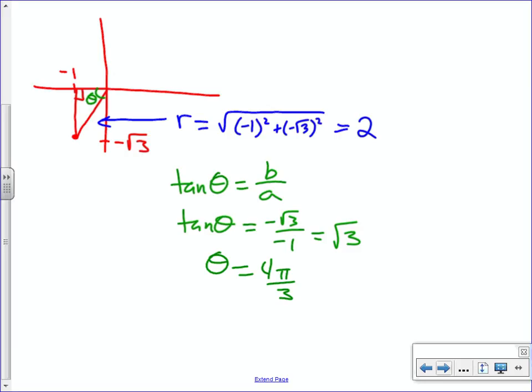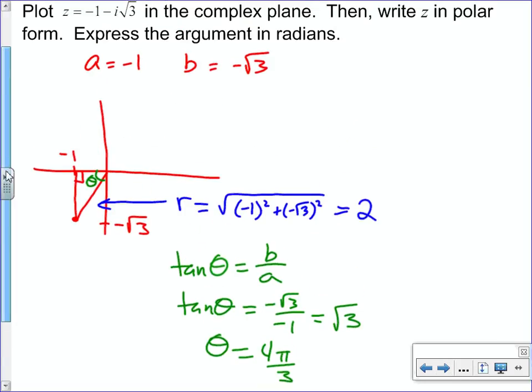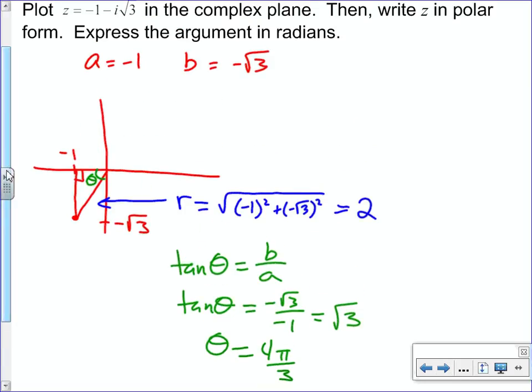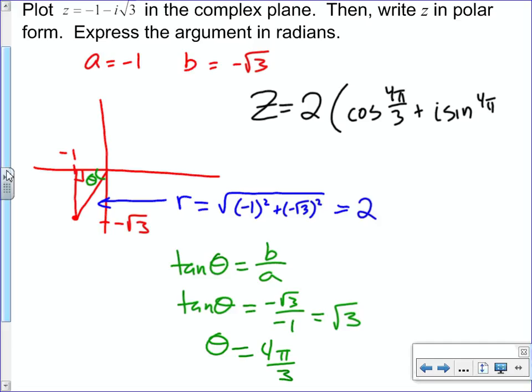Good argument. So, to write this in polar form, final answer, z is equal to r, which was 2, parentheses, cosine 4 pi over 3 plus i sine 4 pi over 3.